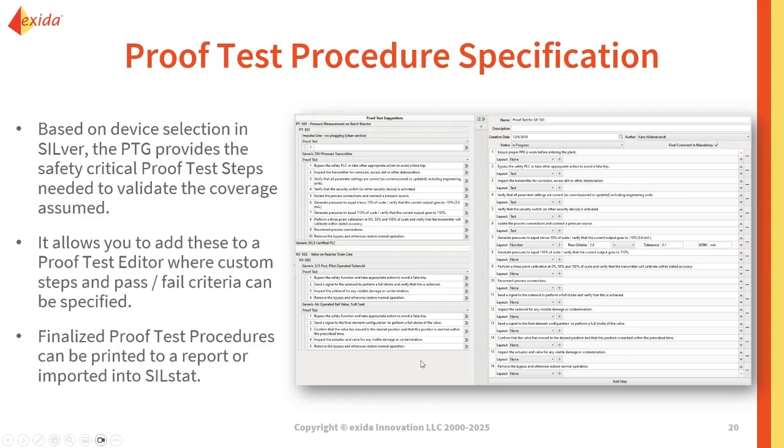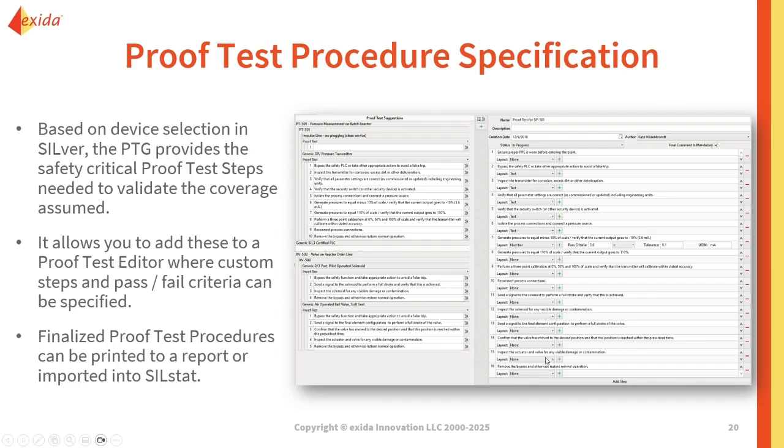Here you can see the proof test suggestions. You're able to apply them all at once to our proof test editor, or you're able to apply them one at a time. And this allows you to have the flexibility to ensure that your proof test coverage is valid because you're doing the important steps to reveal any dangerous undetected failures, but also that you're not repeating anything unnecessary.